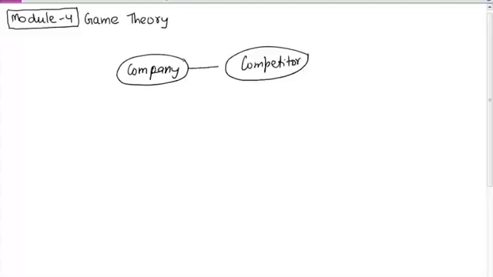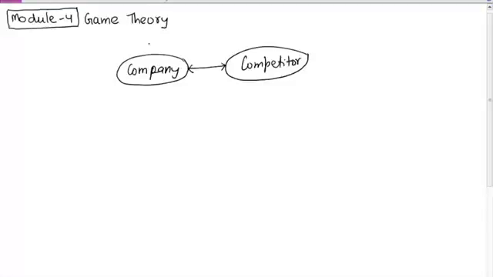Today we'll go through module 4, which is on game theory. As you know, in a business, many times a company makes decisions based on what the competitor does. So sometimes they take actions based on what the competitor does, and similarly a competitor may also take some actions related to the product or service looking at what this company has done.